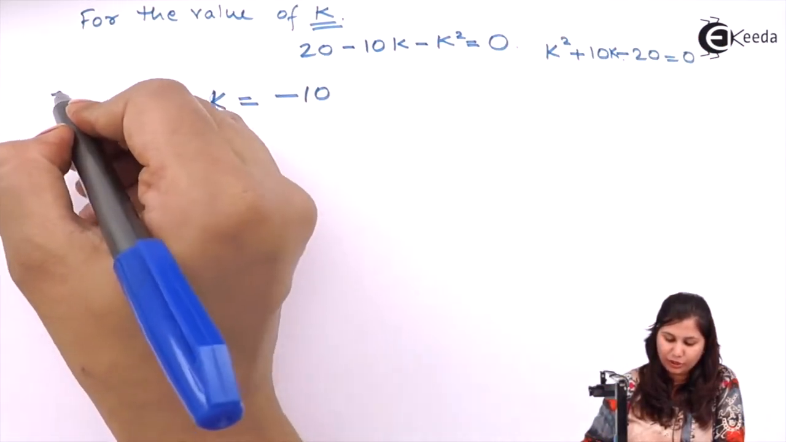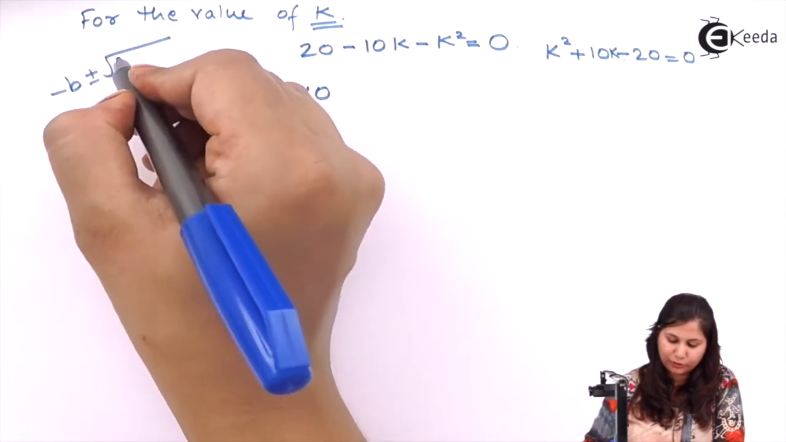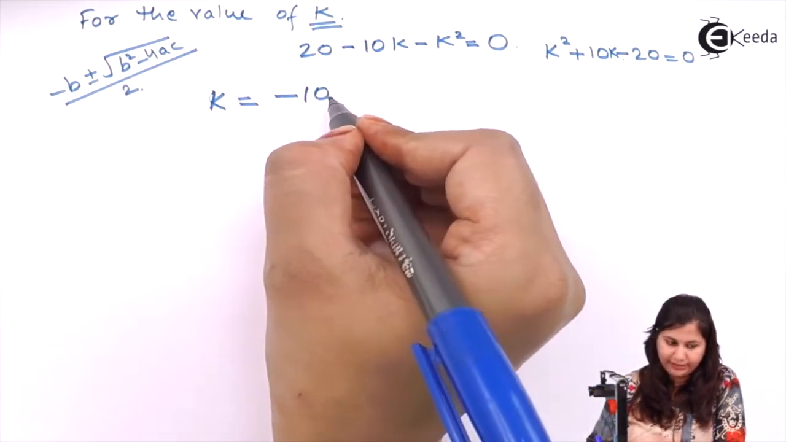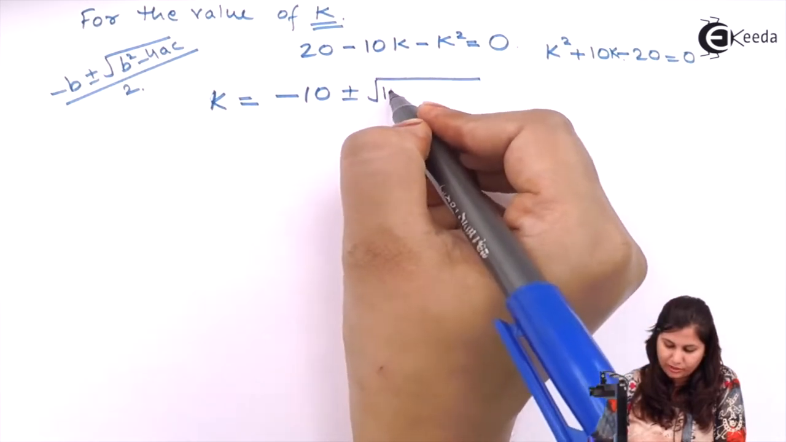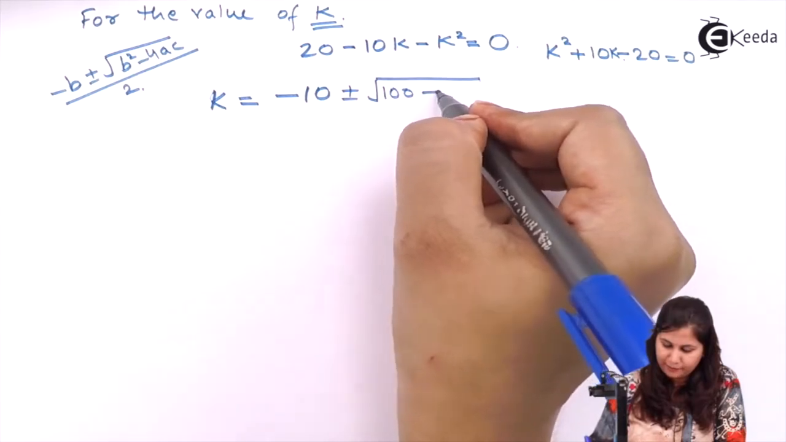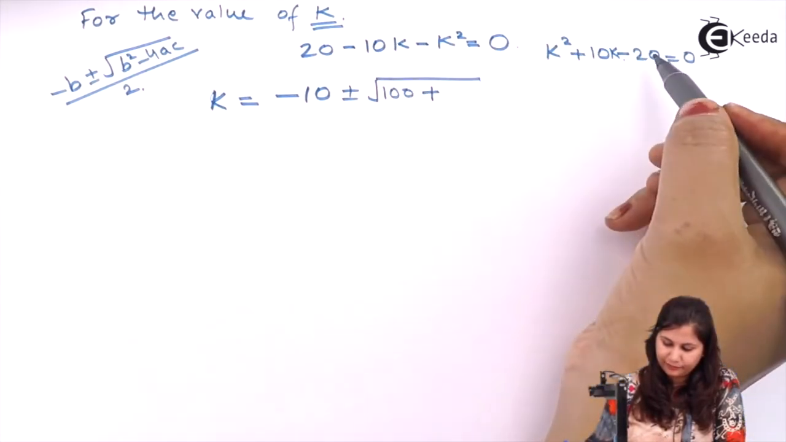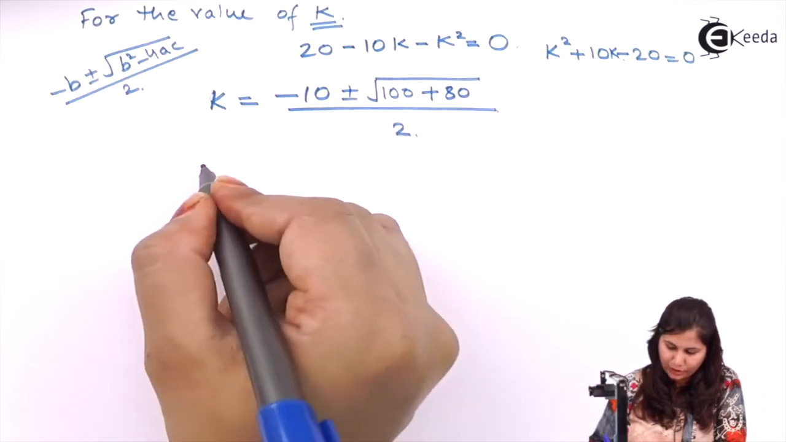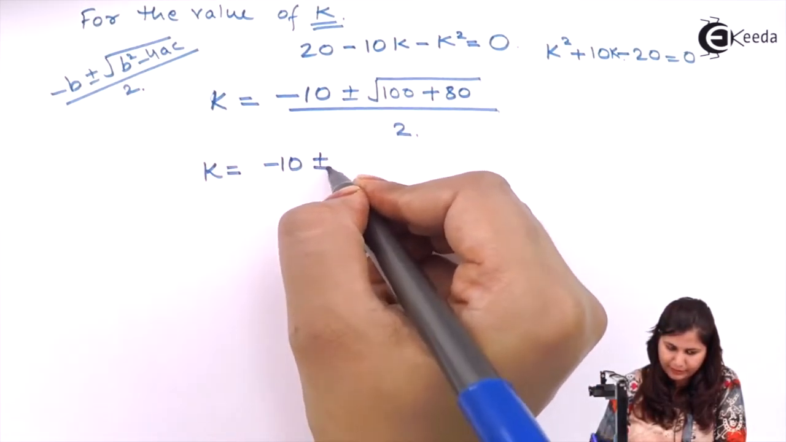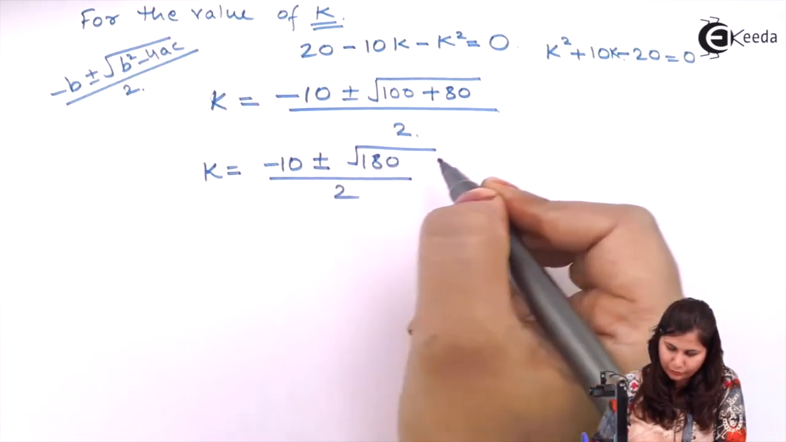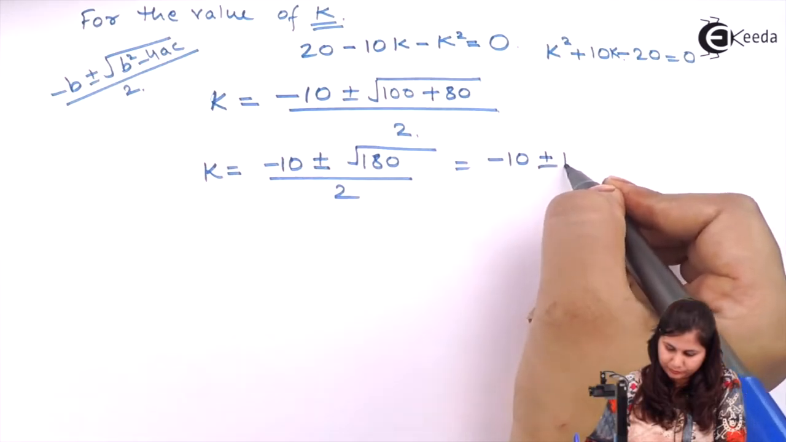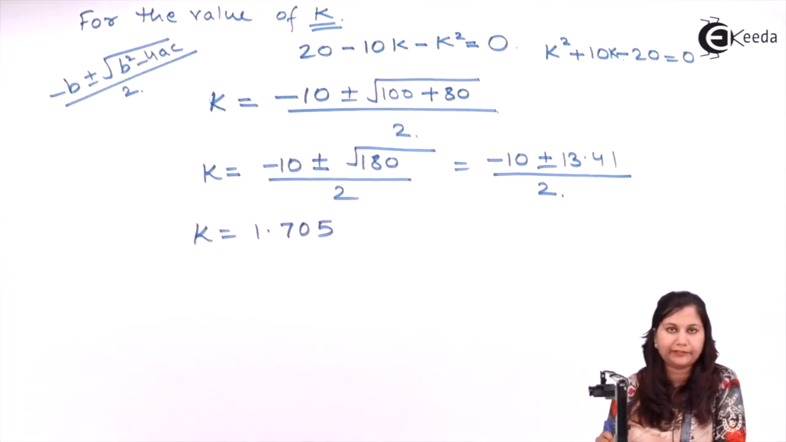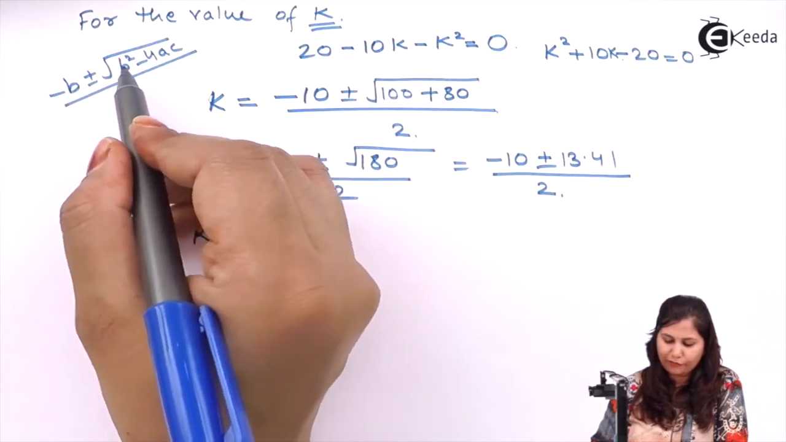You can find out its roots by using the formula minus b plus minus under root of b square minus 4ac upon 2. So we have here minus 10 plus minus under root of b squared, that is 10 square 100, plus minus 4ac, and a is 1, c is 20, so it is 80 upon 2. So k will be minus 10 plus minus under root of 180 divided by 2. So k is equal to 1.705.